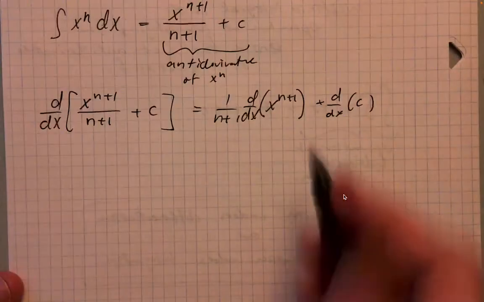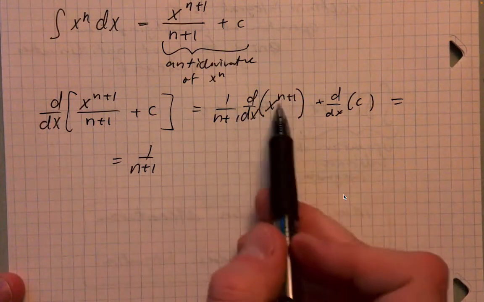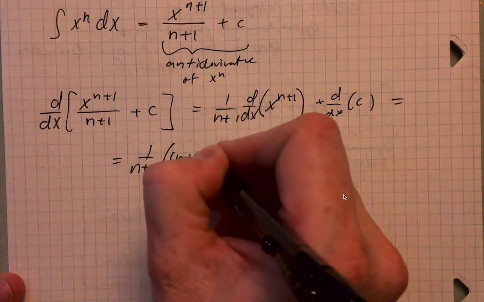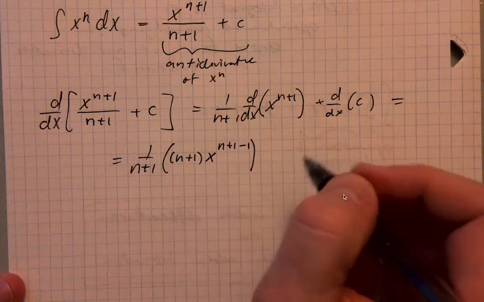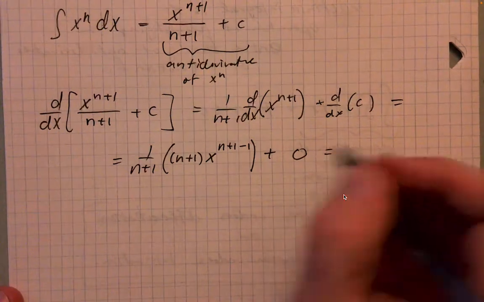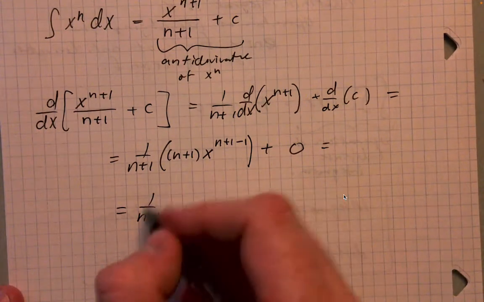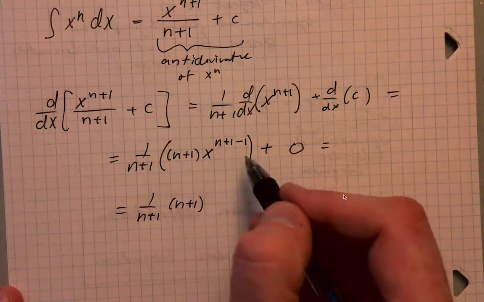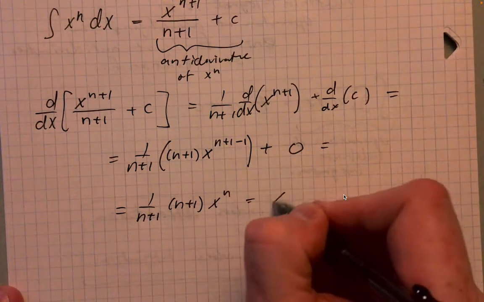We differentiate that. Well, you get 1 over n plus 1, and then this derivative, just like before, you get n plus 1 times x to the n plus 1 minus 1. And then this derivative is 0. And so the whole thing is 1 over n plus 1, times n plus 1, times x to the n plus 1 minus 1, which is x to the n. And of course, the n plus 1's cancel, and you just get x to the n.